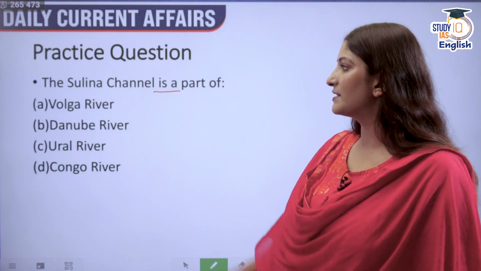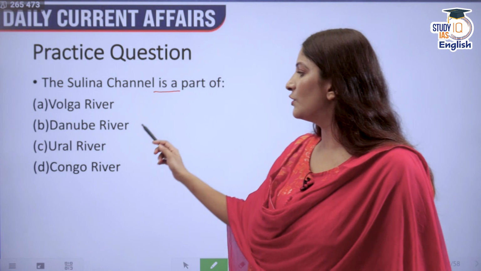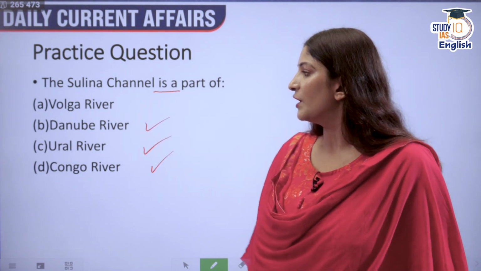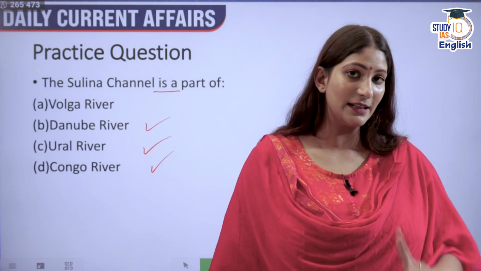The Sulina Channel is a part of which river: Volga River, Danube River, Ural River, Congo River? You have to tell me the correct answer in the comment section.